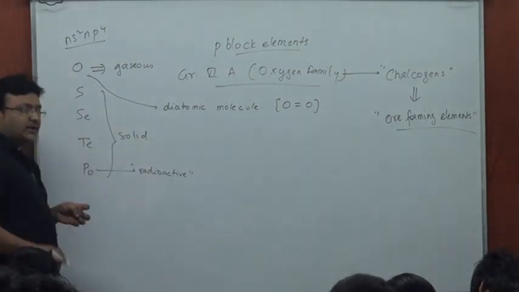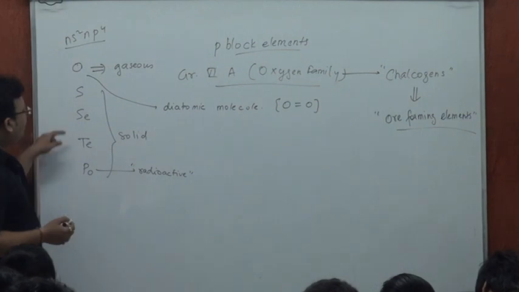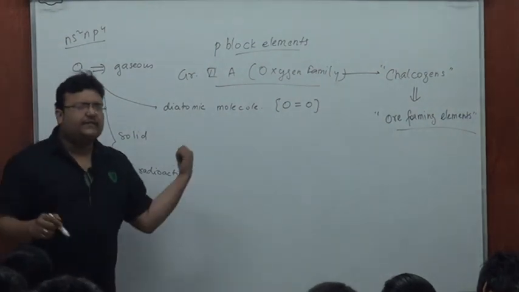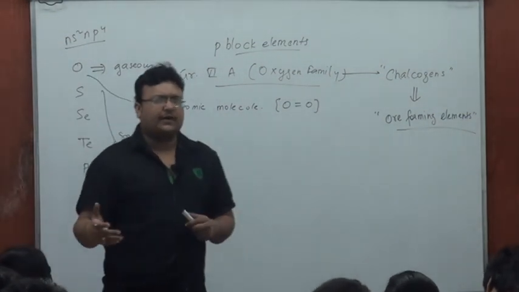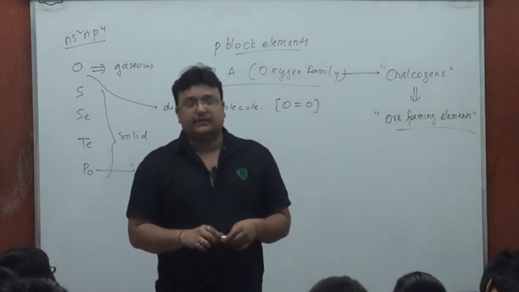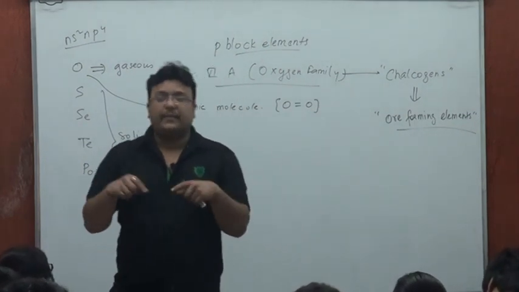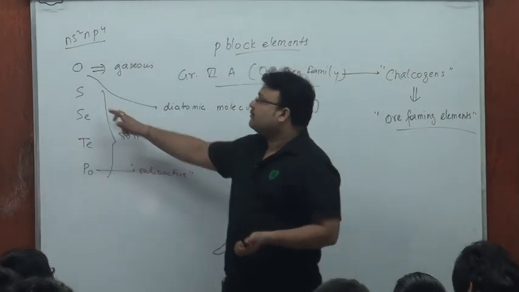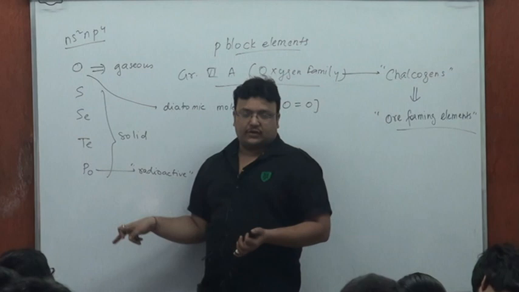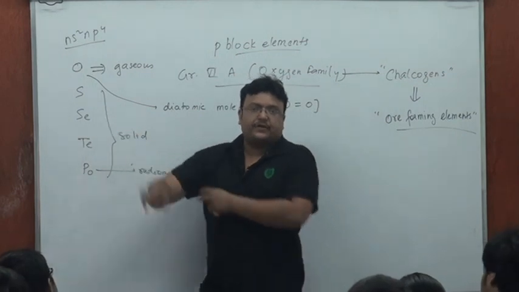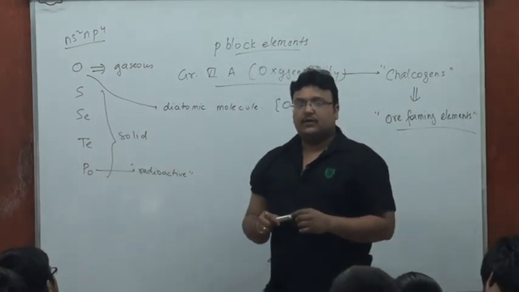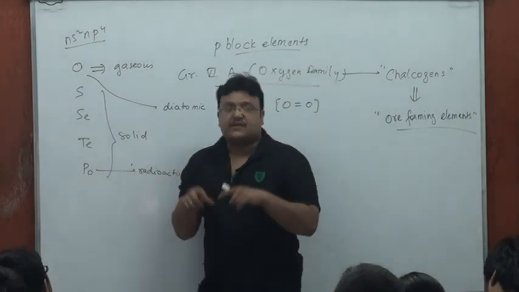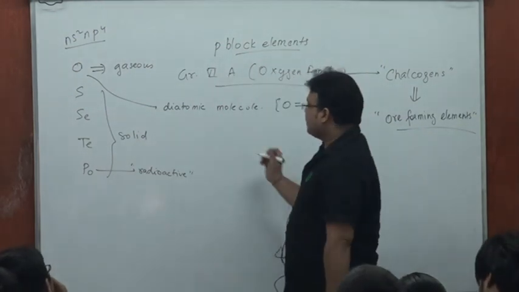Again, this tendency to form 8-membered rings, 8-membered puckered rings as they are called, we will look into the structure of these octatomic rings. It is found to be maximum in sulfur and decreases down the group. So repeat, oxygen is diatomic, the rest are octatomic, and the tendency to form 8-membered staggered or puckered rings is maximum for sulfur.